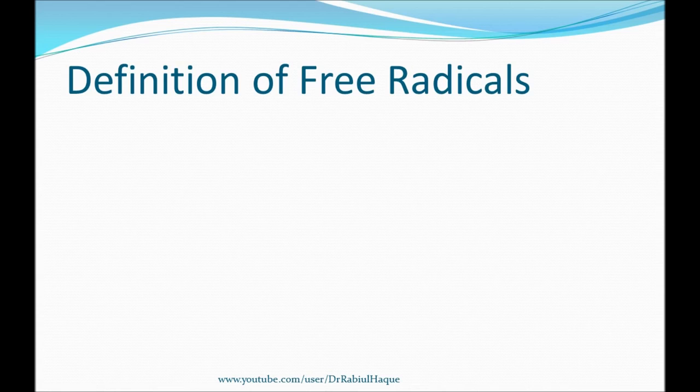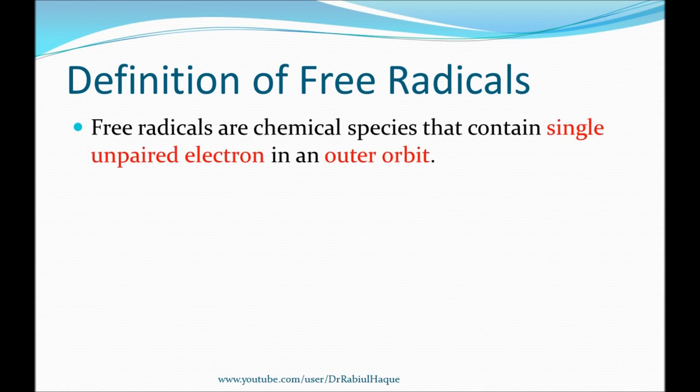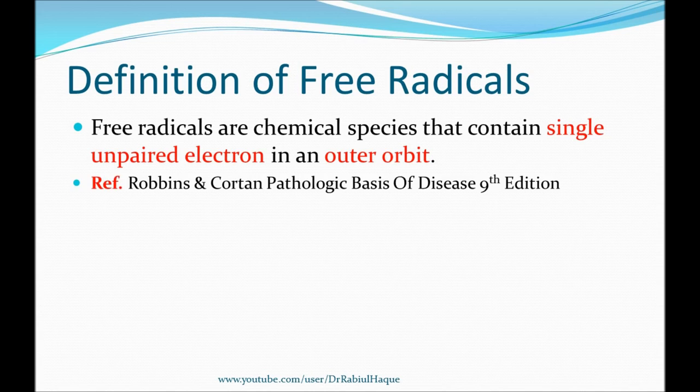First question, what do we mean by free radicals? How can we define them? So as written in your textbook, free radicals can be defined as chemical species that contain single unpaired electron in an outer orbit. Okay, I hope you're still with me.